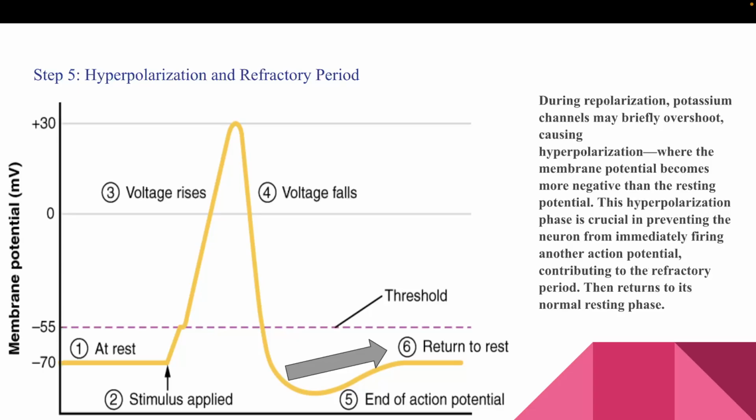Step 5. Hyperpolarization and refractory period. During repolarization, potassium channels may briefly overshoot, causing hyperpolarization, where the membrane potential becomes more negative than the resting potential. This hyperpolarization phase is crucial in preventing the neuron from immediately firing another action potential, contributing to the refractory period, then it returns to its normal resting phase.